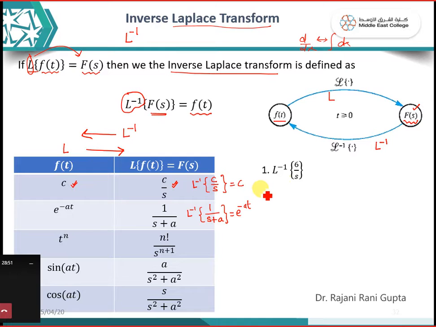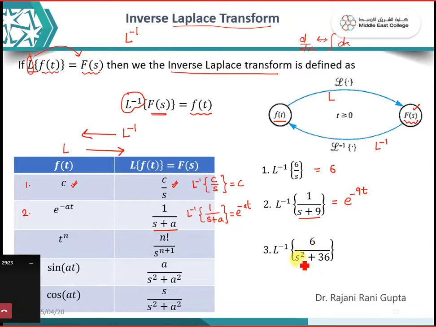Suppose you need to find Laplace inverse of 6 divided by s. Now 6 is a constant, so we can make use of rule number 1. So 6 over s, what will it give you? 6. Okay, now next, 1 over s plus 9. So it is matching with this rule, so we are going to make use of this rule. It gives you e power minus 9t.